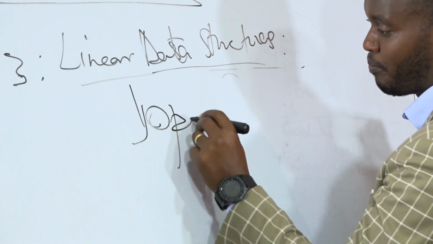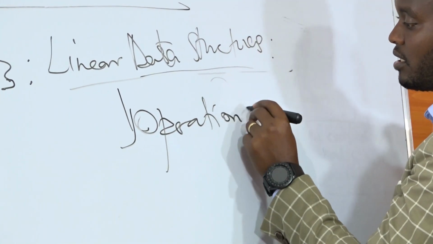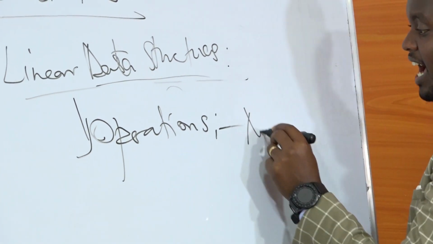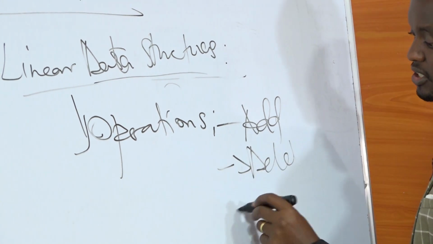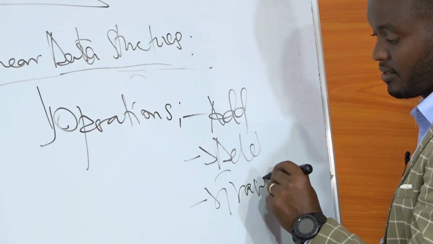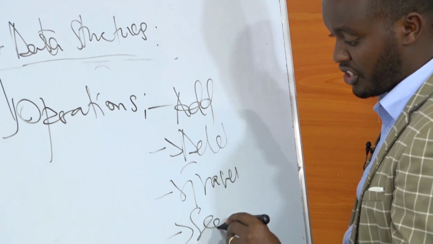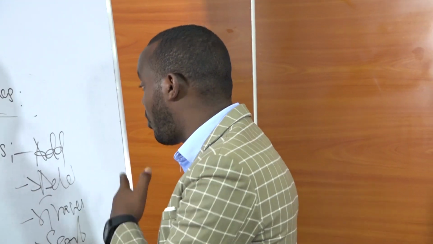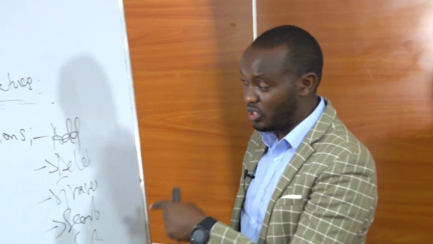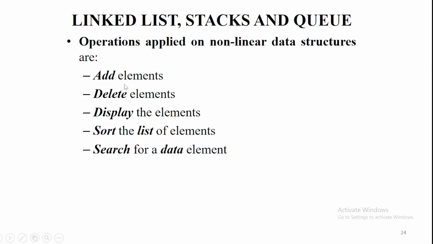So these are some of the operations that can be applied on a linear data structure. We can say the operations are: add item, delete item, traverse item, and then we can search, and also we can sort. These are different operations that we can apply on different data structures in a linear data structure.